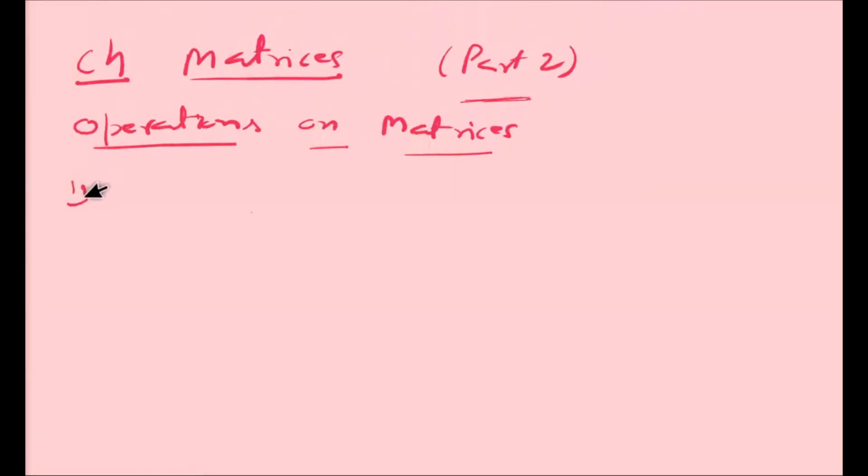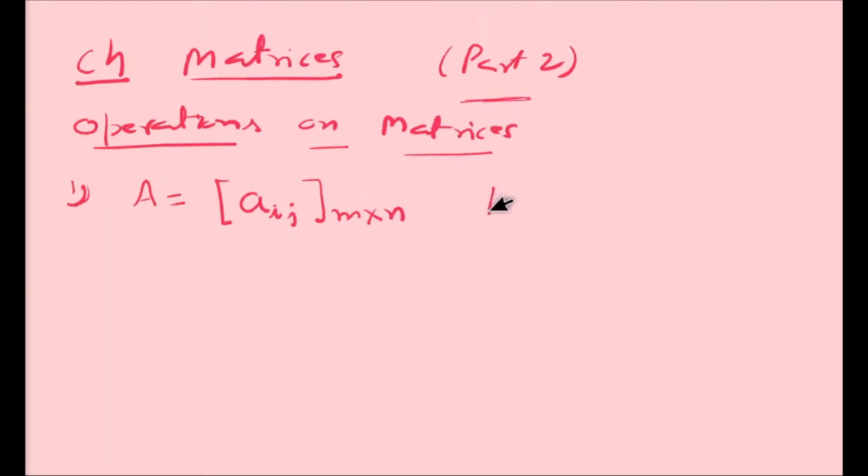Now, before starting, I will describe the matrix A of order m into n, that the member is here Aij. Now what do you mean by m cross n and ij? You have learned in the previous part that Aij denotes the elements of this matrix and m into n is the order. It is number of rows and number of columns.